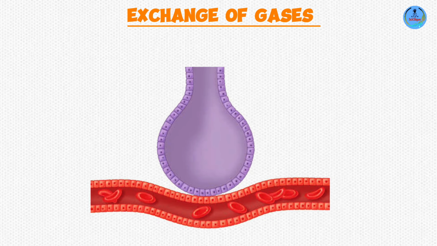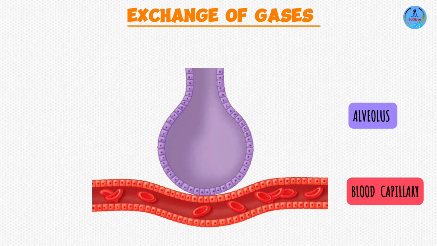Now, our last bit. How does the exchange of gases occur in the alveoli? As mentioned before, the alveoli have a very thin epithelium covering them. Number two, they are highly vascularized. They have a lot of blood capillaries surrounding them. And number three is that they are also surrounded by a thin film of moisture, a little bit of water. Now, this is for dissolving the gases.